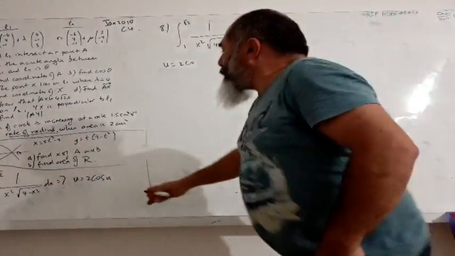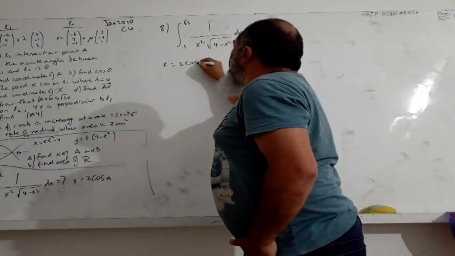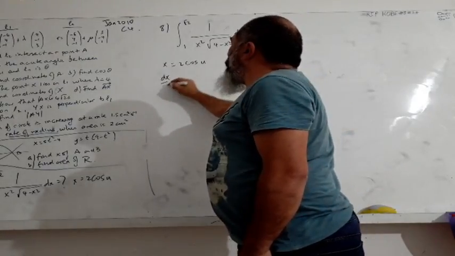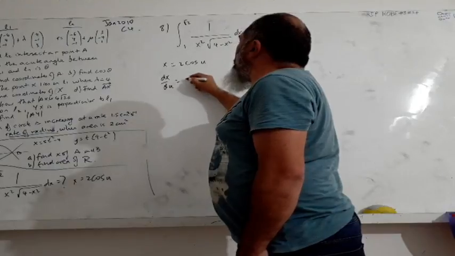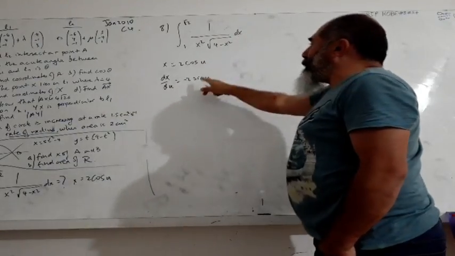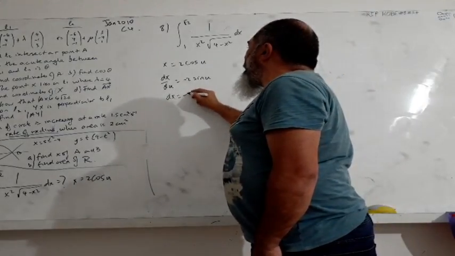I copied some, yes, x is 2 cosine u. Sorry, this is x is 2 cosine u. So let's find dx. Dx over du is equal to minus 2 sine u. Derivative of cos is minus sine. So dx is equal to minus 2 sine u du.